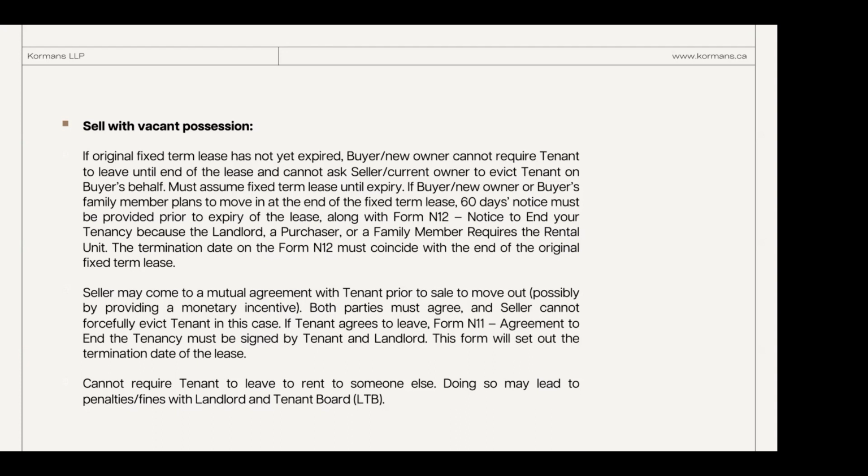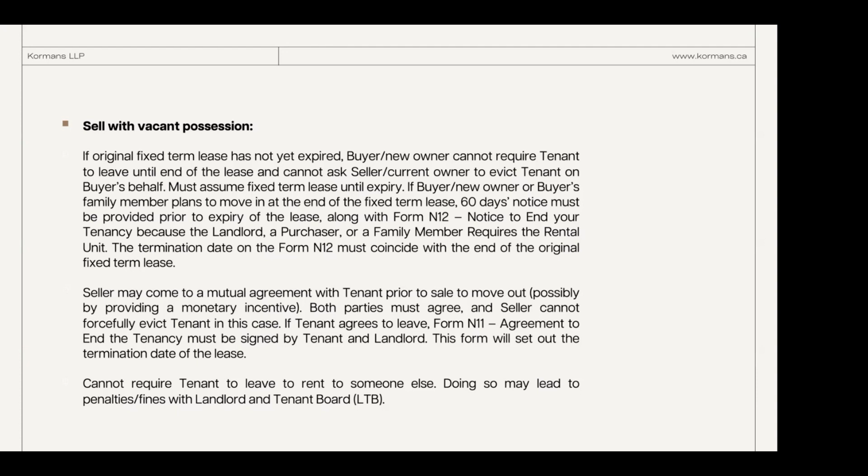They never moved. Nobody from the family or the owner ever moved in. They got me out on false pretense, and then they just rented it out to somebody else at a higher rental rate than I was paying. If that comes up, the landlord and tenant board will not hesitate to charge the landlord that kicked them out with fines and penalties and any other damages that tenant may have incurred, because now they're living somewhere else.